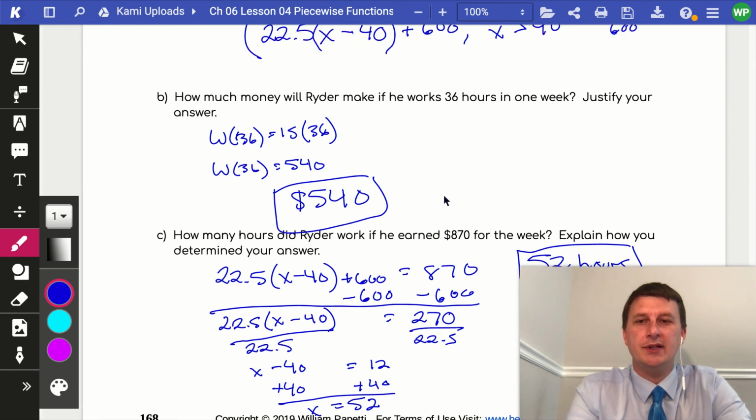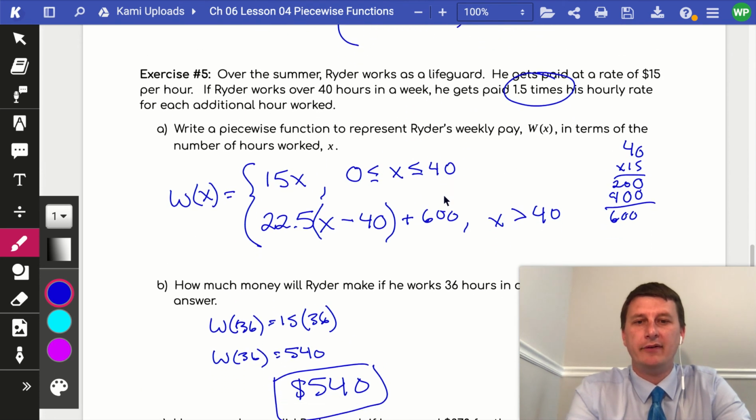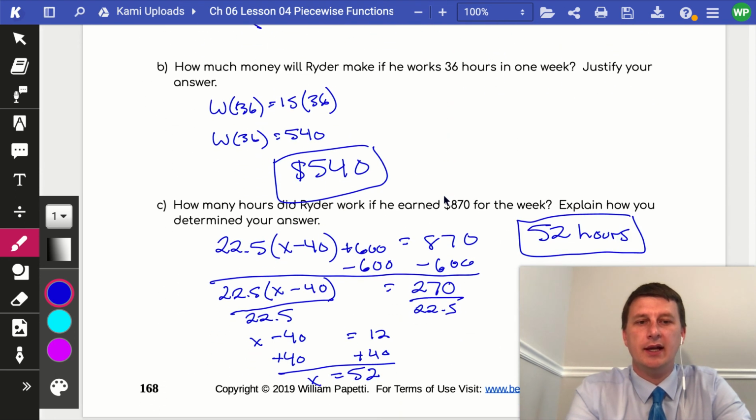So this brings us to the end of exercise number 5 in piecewise functions, and also the end of this lesson. And you're now ready for the final lesson in this chapter, which deals with step functions, which are a kind of piecewise function as well.